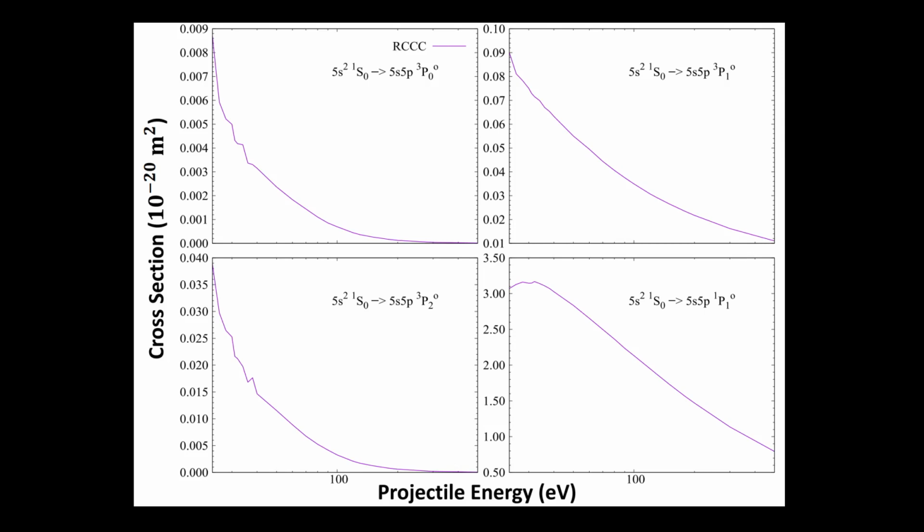The figures on screen now show some of the excitation cross-sections we produced for transitions to low-lying states in the tin 2+ bound spectrum. Cross-sections such as these ones are very important for plasma modeling applications, and this is the first time such data has been produced for tin 2+.